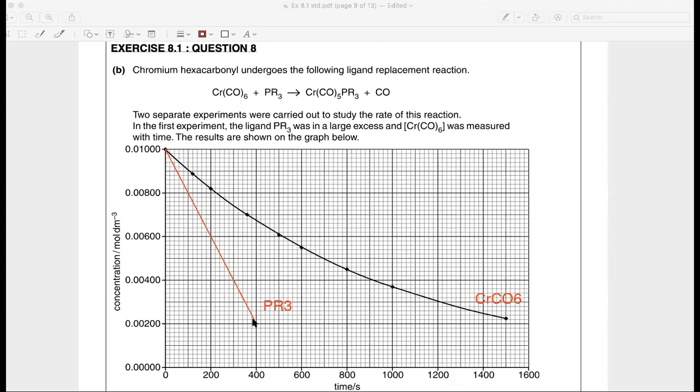So to explain, PR3 is 0 order because it is a straight line. And to explain it further, the rate does not change as your concentration changes. Okay, I repeat, PR3 is 0 order because it's a straight line. And if you want to explain it further, the rate does not change as concentration changes.